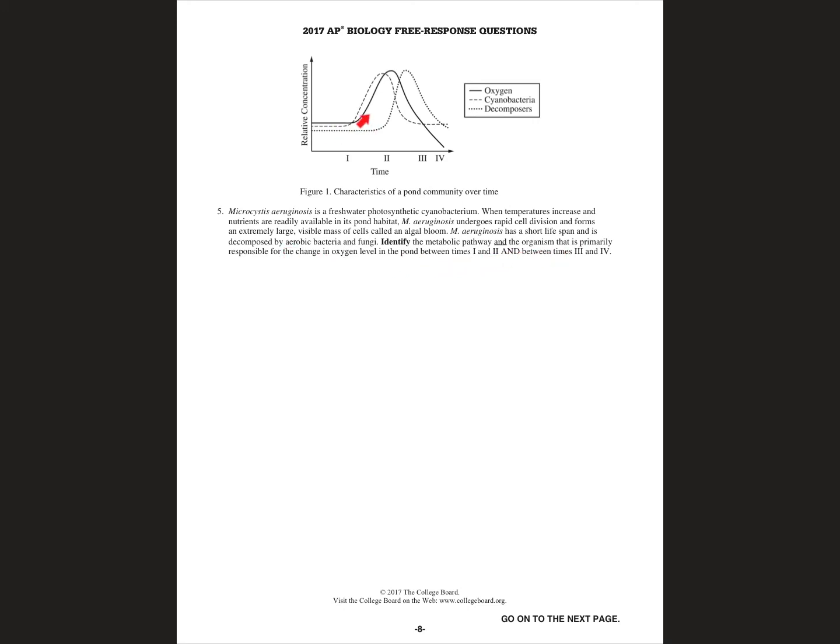And so between 1 and 2, it's photosynthesis. Between 2 and 3, it's cellular respiration. Photosynthesis by cyanobacteria and cellular respiration by the fungi and aerobic bacteria. Well, that's an easy answer. Let's go to the next one.